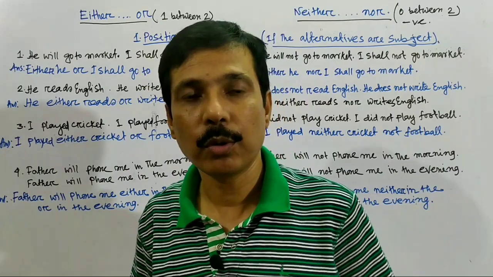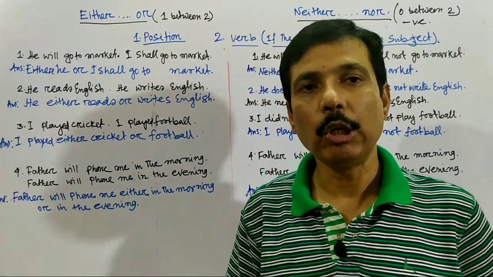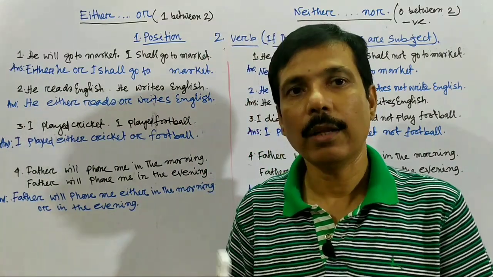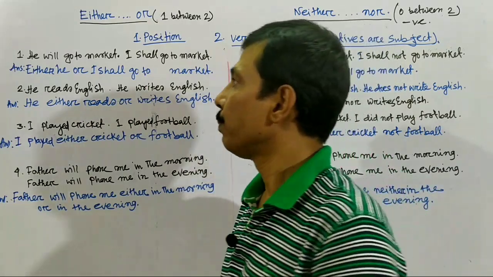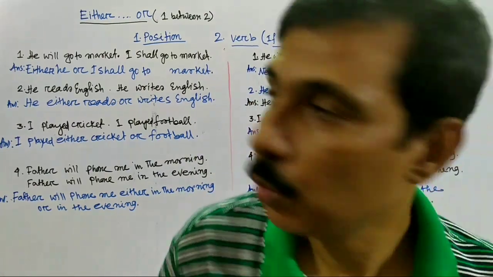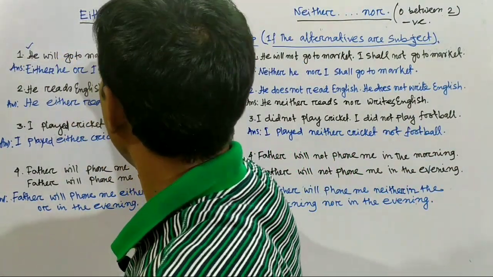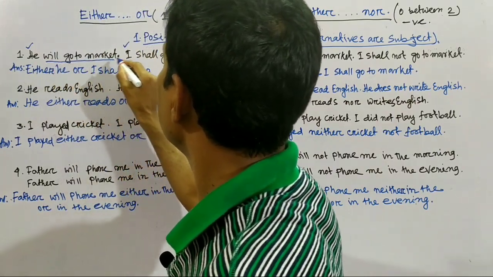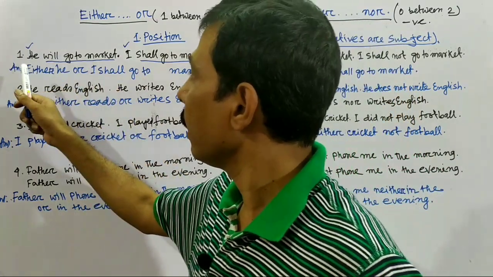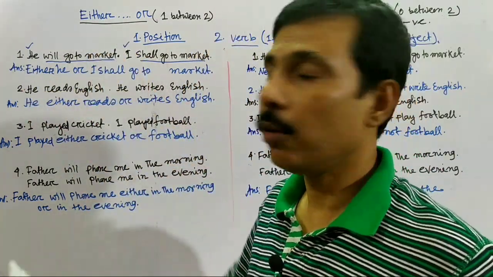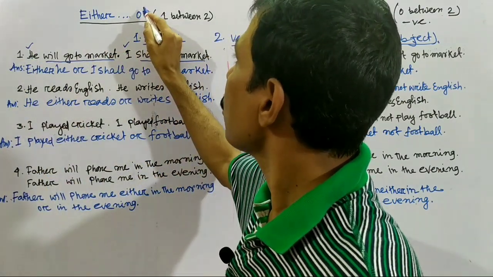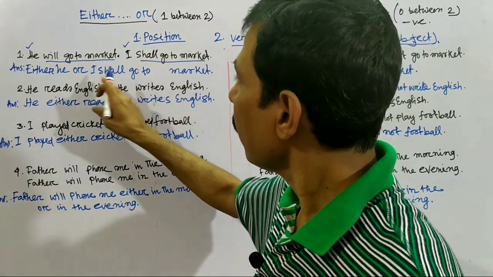At first you will have to find the alternative and the common thing. You have to differentiate between the common portion and the alternative, separate portion. He will go to the market, I shall go to the market. Here clearly you find the alternatives, he and I, but the remaining parts are almost the same. So where is the alternative? You have to use either or. Before the first alternative, use either, then use or, then the second alternative.